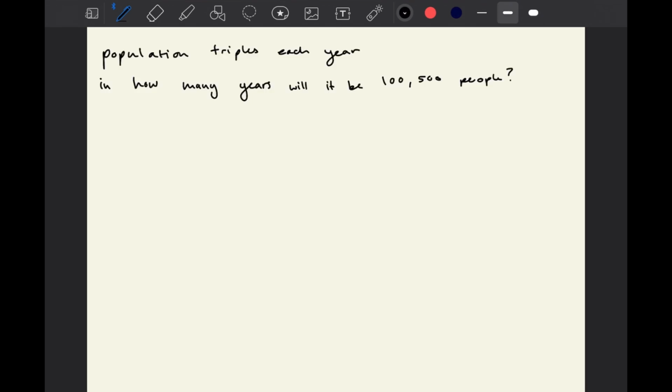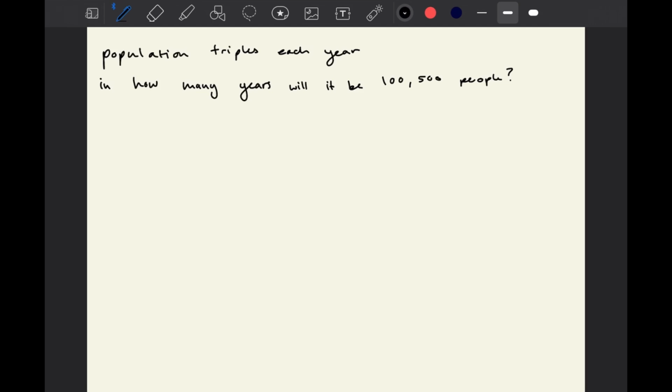Say you had a certain rate. For example, say you have a population that triples every year, and it starts with one person, which I know isn't realistic, but for the case of this problem. And then you want to find in how many years will there be 100,500 people. So how might you start and go about this?